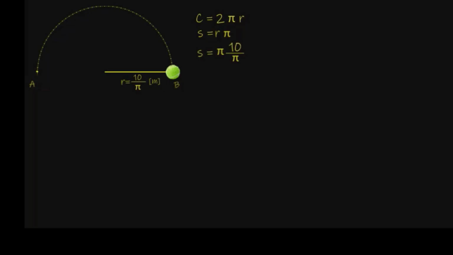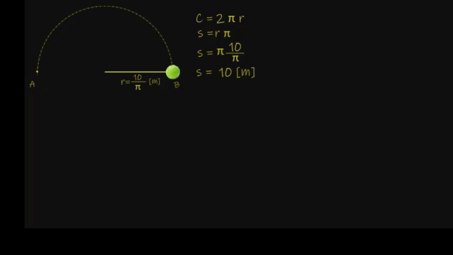This ball moves from A to B by following a circular path with the radius 10 over pi. Let's find the distance and the displacement. We know that the circumference of a circle is 2 pi r. The ball travels half of the circumference, so the distance S is equal to pi r. R is given as 10 over pi, so the distance S is equal to 10 meters.